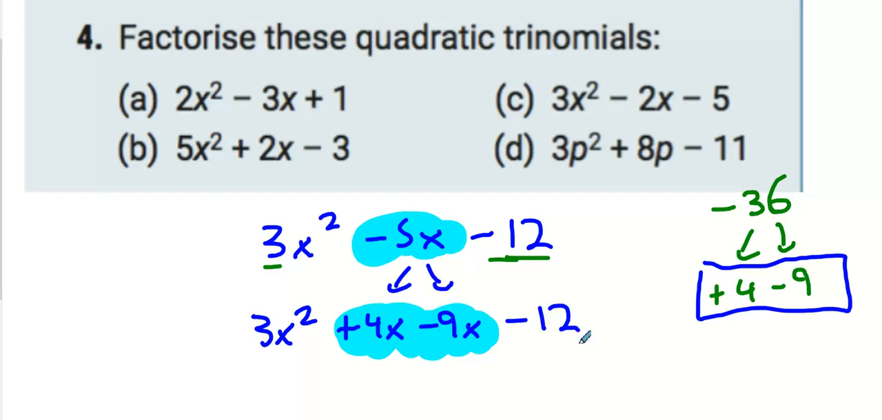Now, when I have the 4 items, now I can start factorizing. Okay, finish it for me. What letter can I take out? What's left over?